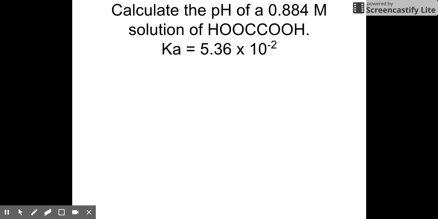Okay, so let's do another one. We see here that we have the same concentration, but this time it's of a weak acid. Two ways to know that. Number one, it's not on your list of strong, so you know it's weak. And the second way you know it's a weak acid is because I'm giving you a Ka. We don't talk about Kas for strong acids.